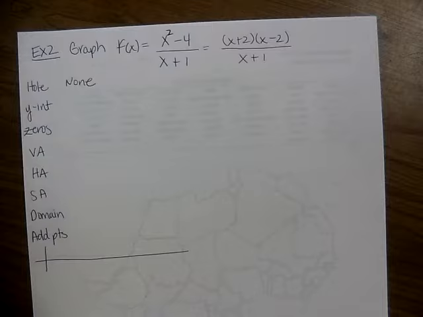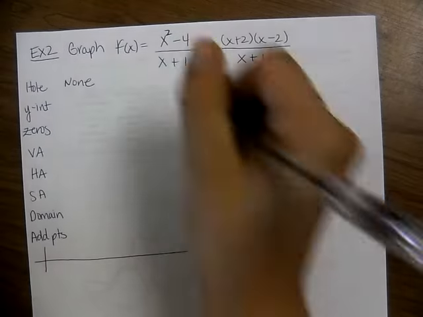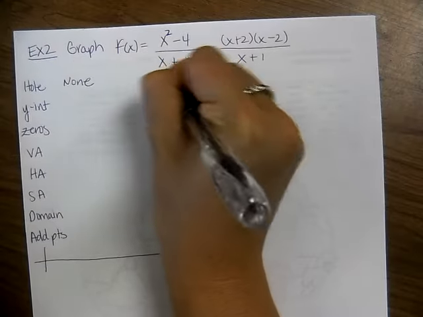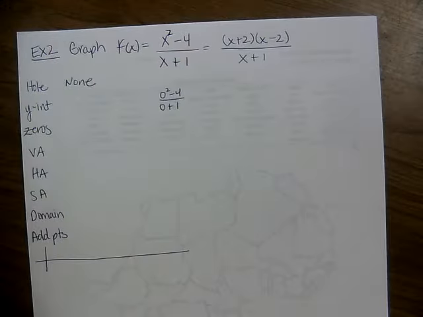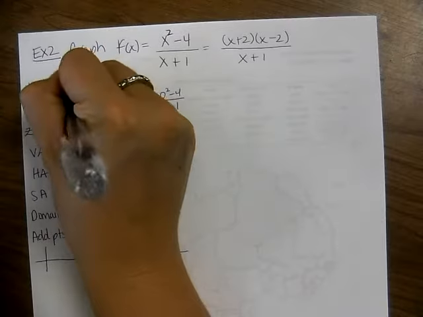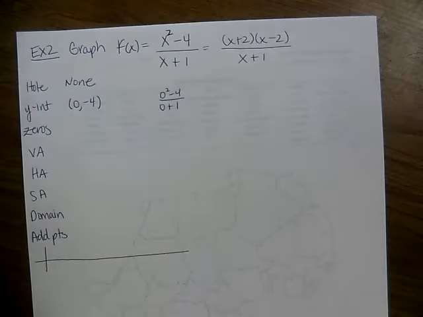Okay? To find the y-intercept, I just have to plug in 0 for x. So I have 0 squared minus 4 over 0 plus 1. So negative 4 over 1, which is negative 4. I write that as an ordered pair, (0, -4).